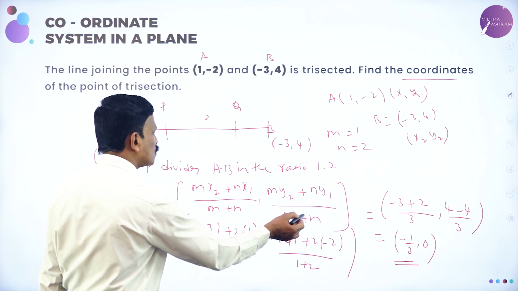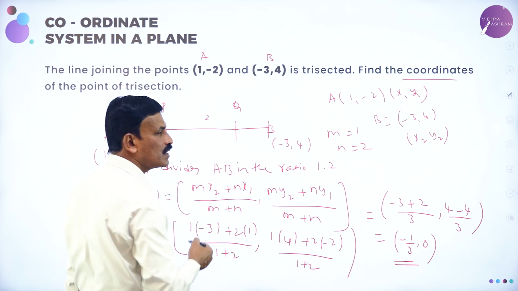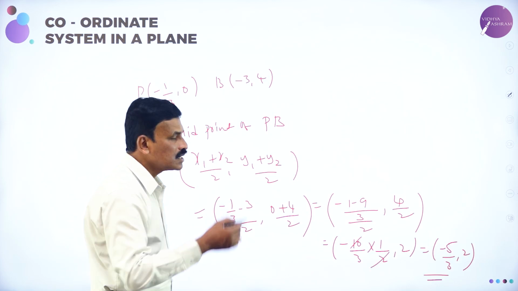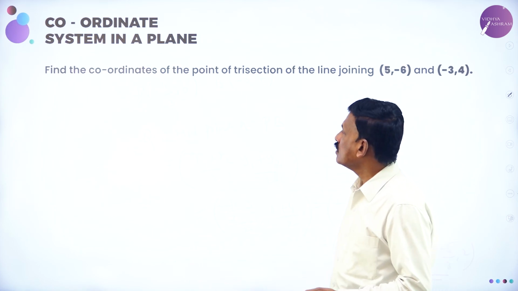So here P is equal to (-1/3, 0) and Q is equal to (-5/3, 2). That's it. This is how we are going to find the coordinates of the trisection of a given line. Now move on to the next.